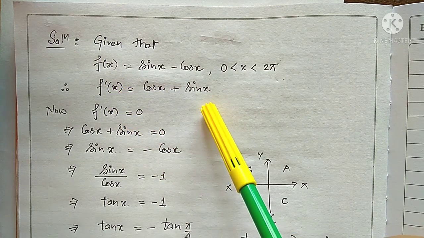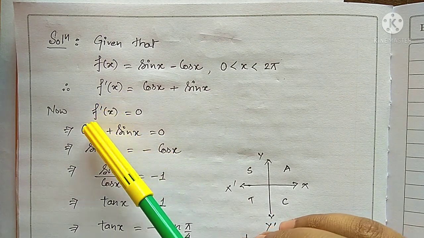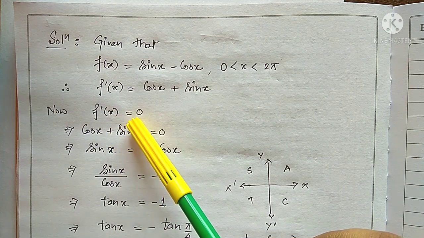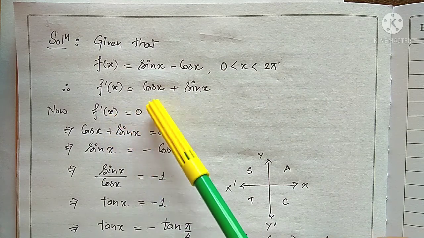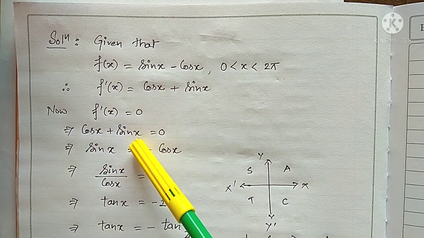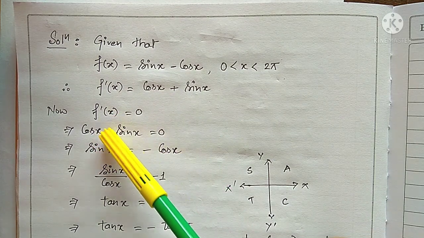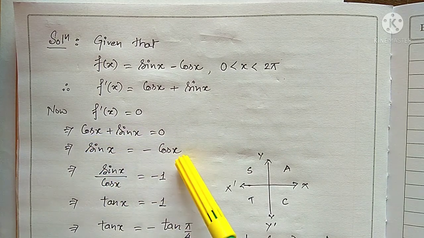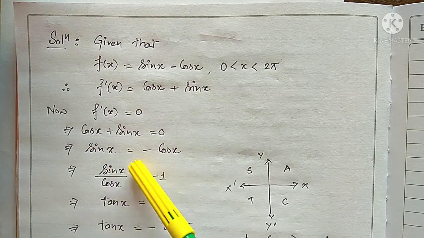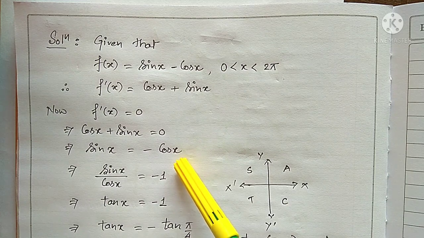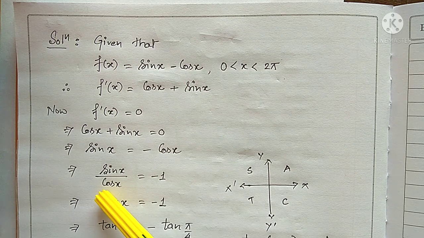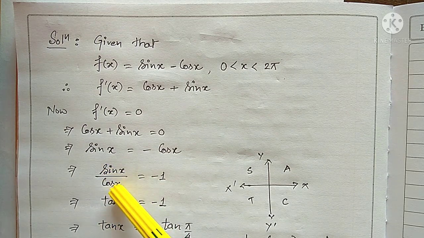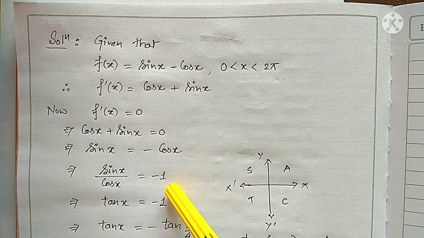After that we have to find the critical point. For this, we write f'(x) = 0, as usual. In place of f'(x) we write cos x plus sin x. Now, shifting cos x to the right-hand side, sin x = minus cos x. Then if we cross multiply cos x, we get sin x by cos x, and the right-hand side remains minus 1.